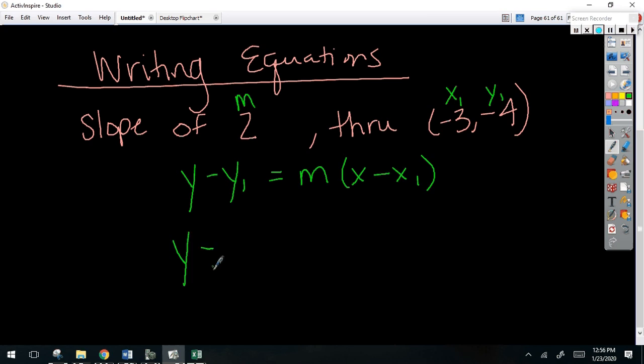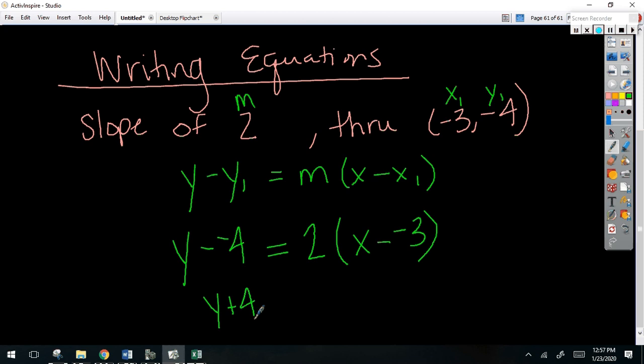Y minus -4 equals slope. That's where y'all say 2. X minus -3. Just because I got some double negatives in there, I'm going to clean it up a little bit. Y plus 4 equals 2 times X plus 3. Notice how the signs are changed in point slope form, okay? What sign I started with here is the opposite sign once I'm finished. That's the way it's supposed to be.